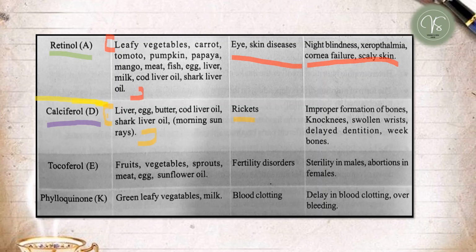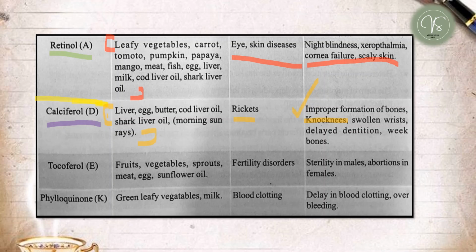The deficiency of this vitamin causes rickets, and the symptoms of this are improper formation of bones, knock knees, a condition where both the knees start touching each other, swollen wrists, delayed dentition, and weak bones.